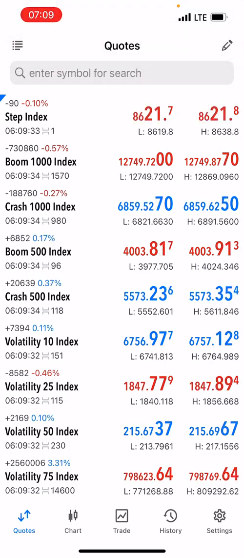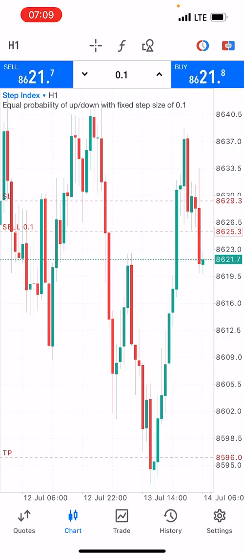So let's dive into why we are here. First, two strategies I use in trading step index. That's what I'm going to share with you, and I believe you're going to benefit from this. So guys, please always follow the rules that I'll be giving you on them.